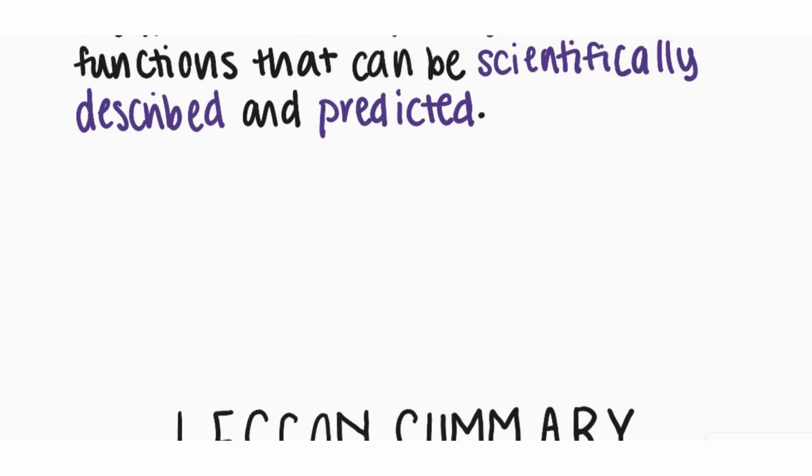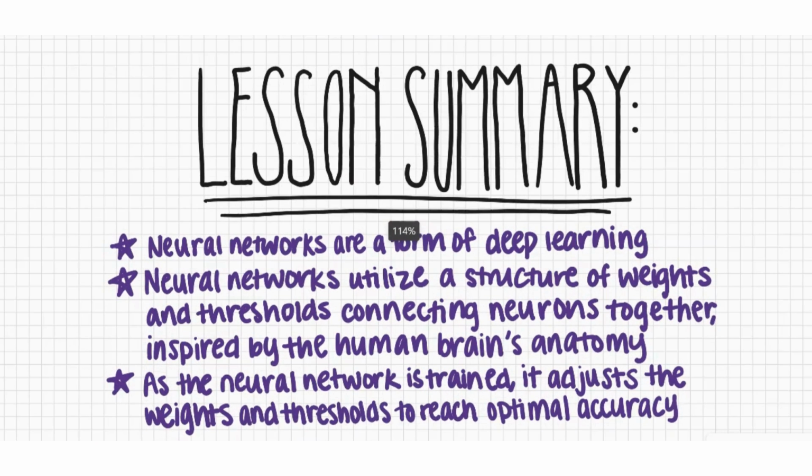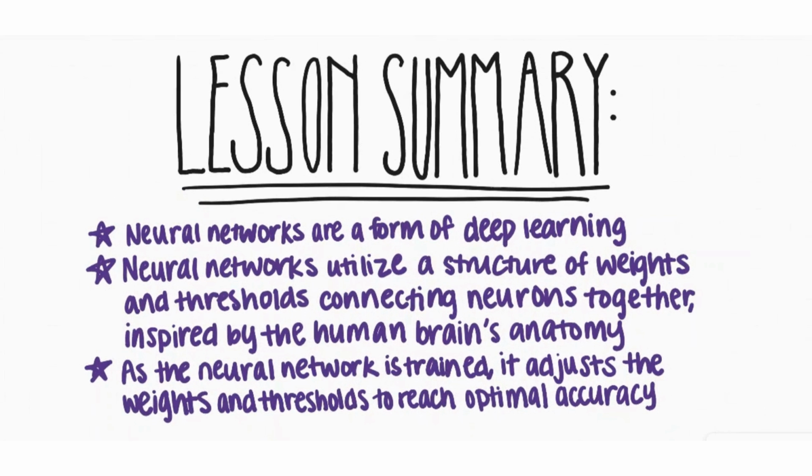Okay, so I think that concludes today's video. Let's go ahead and summarize everything we learned. So remember, neural networks are a form of deep learning, which technically also makes them machine learning and AI. Neural networks utilize a structure of weights and thresholds that connect neurons together, and it's inspired by the human brain's own anatomy. And as the neural network is trained, it adjusts the weights and thresholds to reach the optimal accuracy. And so, as it goes through many periods of trial and error, trying out and experimenting with the data, it starts to realize the patterns and determines the best weights and thresholds to get accurate results.